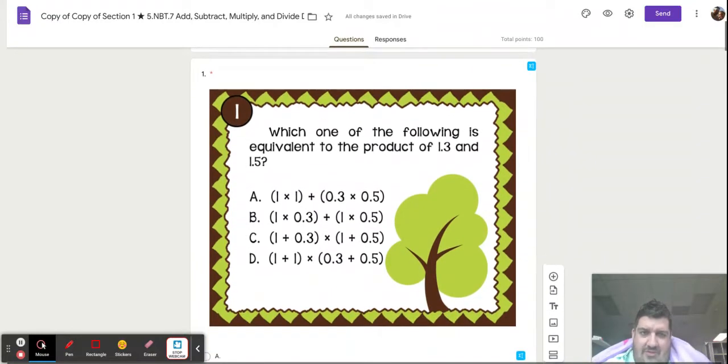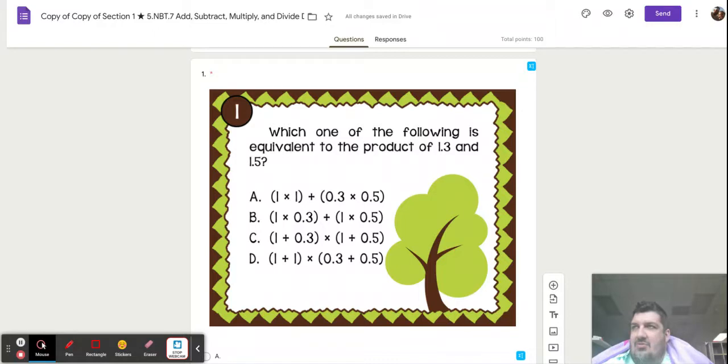So let's look at number one. It's asking for the product of 1/3 and 1/5. Product means multiplication, so on this problem you're going to be multiplying 1/3 and 1/5. You have to look through these and find which one would give you the same answer as 1/3 times 1/5.